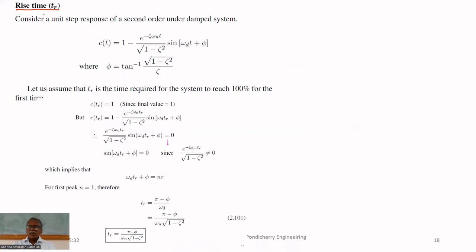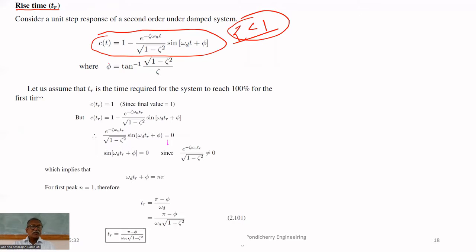What is the definition for TR? Time taken to reach the final steady state value for the first time. What is the magnitude at that point? C of t equal to 1. What is the expression for the response? The second order response for step input, for a second order underdamped system, zeta less than 1. Already we derived C of t equal to 1 minus e power minus zeta omega n t upon square root of 1 minus zeta square, sine of omega d t plus phi, for zeta less than 1.